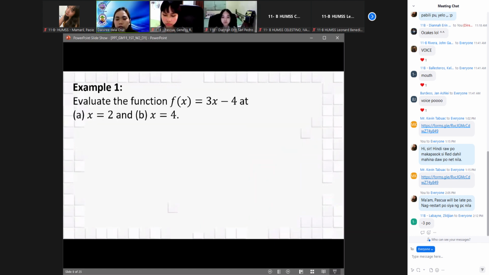So now, let's have another example to evaluate the function. So example number 1. Evaluate the function f of x is equals to 3x minus 4 at yung letter A natin, x is equals to 2. And then the letter B natin, x equals to 4. So, try your notebook, substitute all the values, first yung A on function, and then makuha nyo yung output. And then after that, isagutan yung letter B. And then just raise your hand if you have an answer.